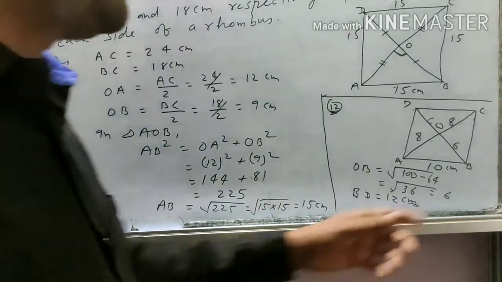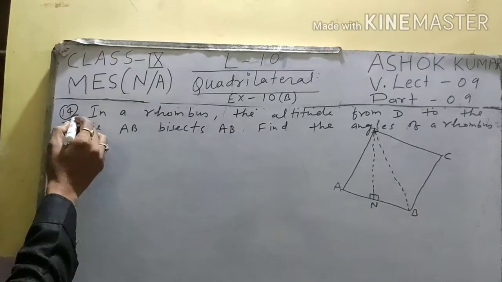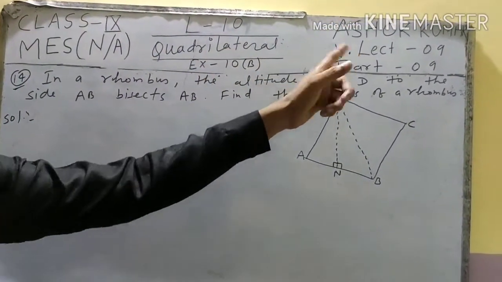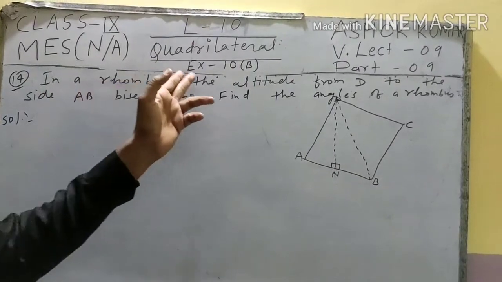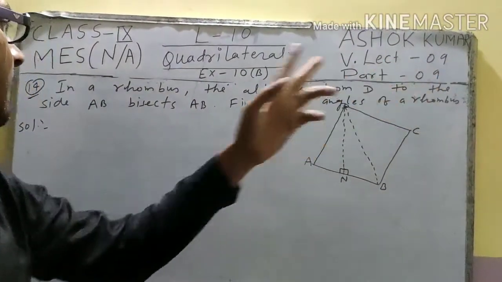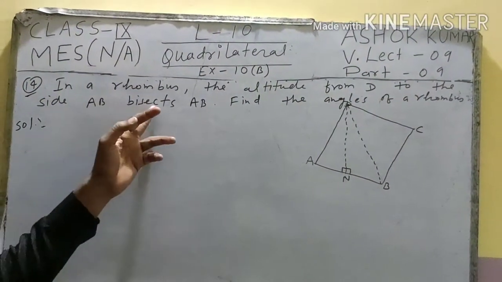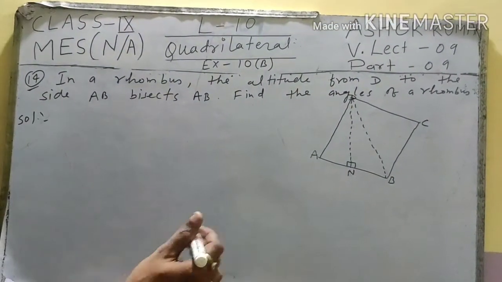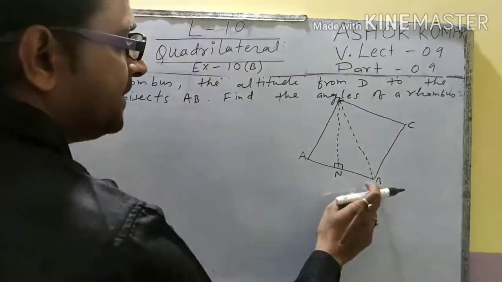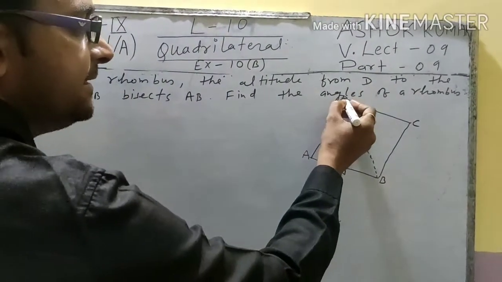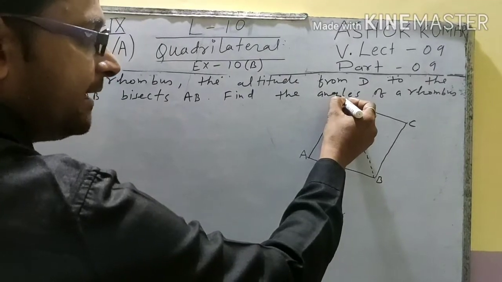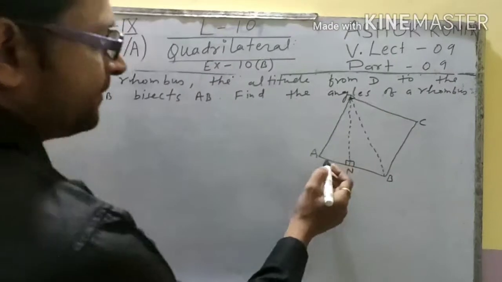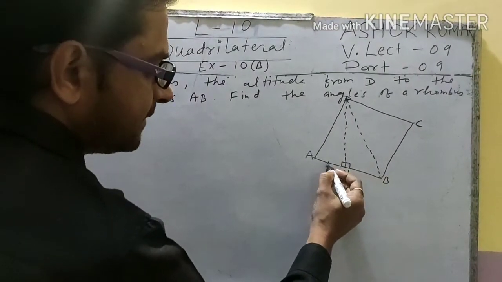Okay. The next question is, here students, question number 14. In a rhombus, the altitude from D to the side AB bisects AB. Find the angles of the rhombus. So here make a figure, students. ABCD be the rhombus and N is the point where the altitude from D meets AB and bisects it. That means the side AB is bisected.